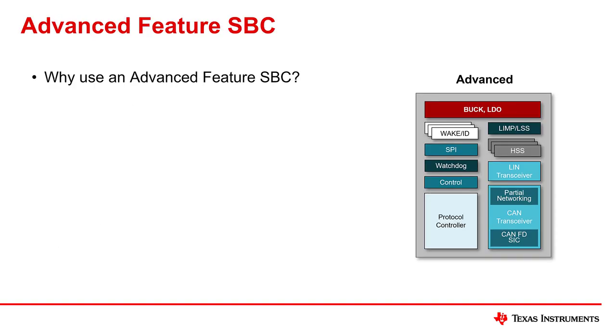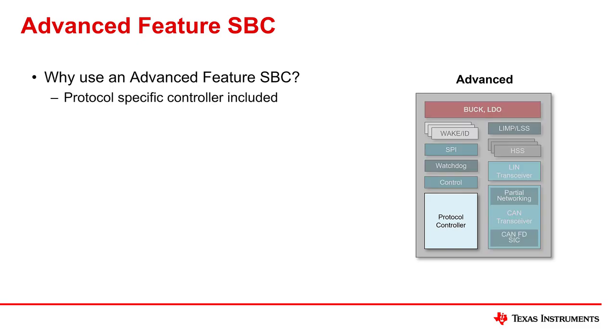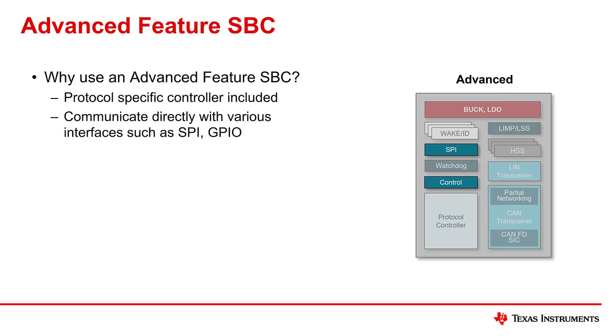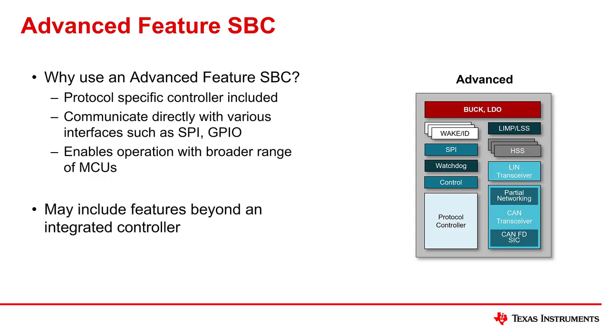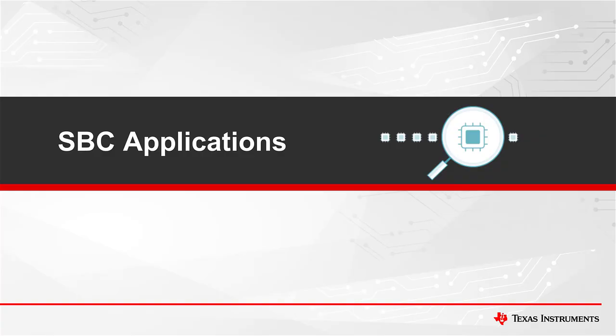Advanced feature SBCs. These SBC devices have one main distinction from mid-range devices. The advanced feature devices integrate a protocol-specific controller, as well as being able to communicate to other controllers via a SPI bus and various GPIOs. The integration of the protocol controller can increase the MCU's options for the designer to choose any MCU, as the MCU no longer needs to have a protocol-specific controller. These devices also tend to be feature-rich beyond the integration of the protocol controller.